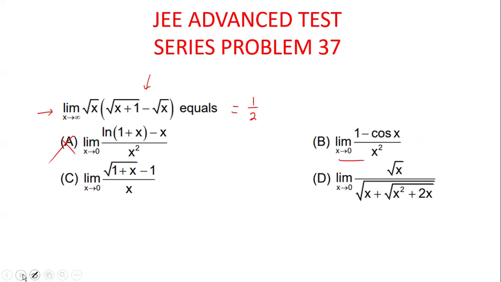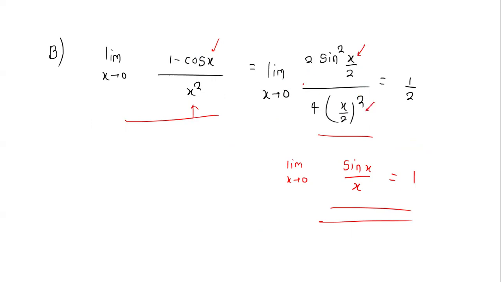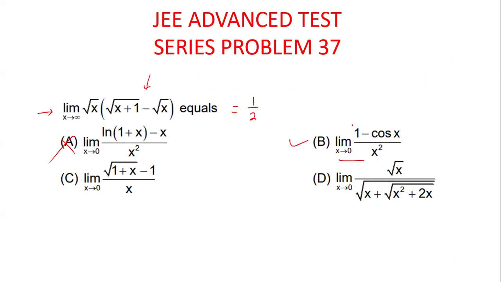So let's see the B option. In the B option we have this limit. You know 1 minus cos x we can write as 2 times sin(x by 2) whole square, and then you can write this x square as 4 multiplied by (x by 2) whole square. Now with limit x tending to 0, you know the limit of sin x by x is 1. Similarly this limit is also 1, and the 2 and 4 cancel, and the remaining thing is only half. So this is the correct option. So B is the correct option.